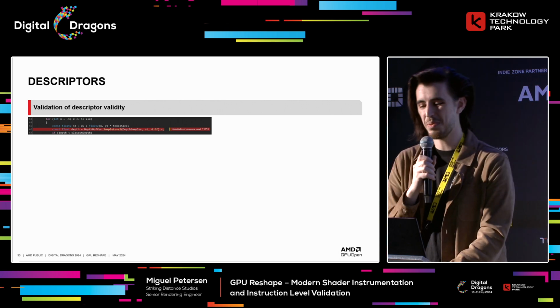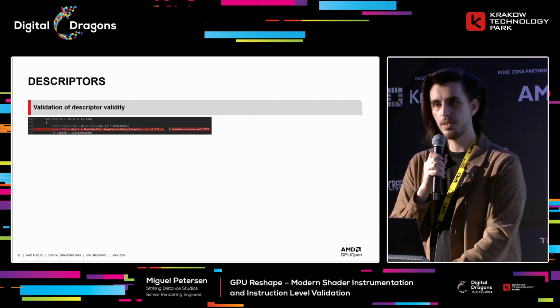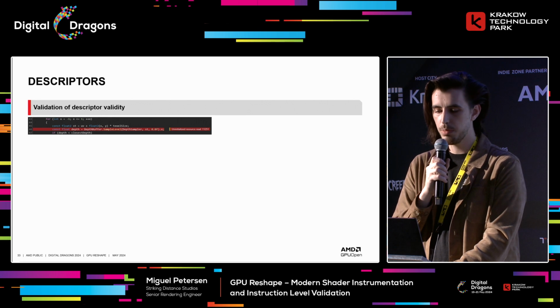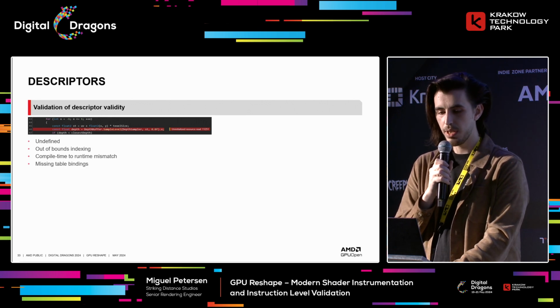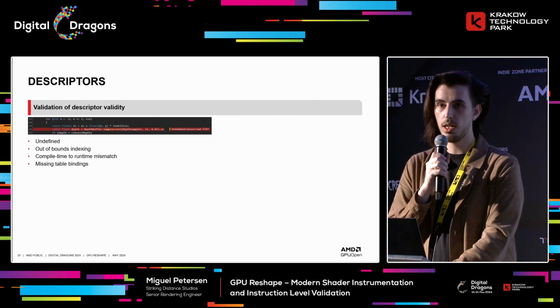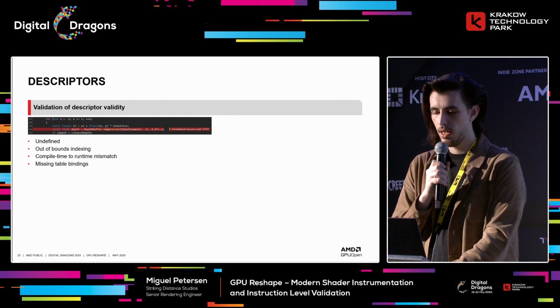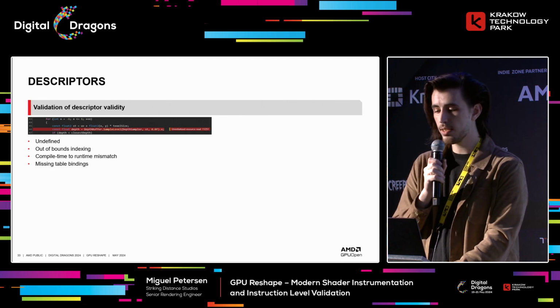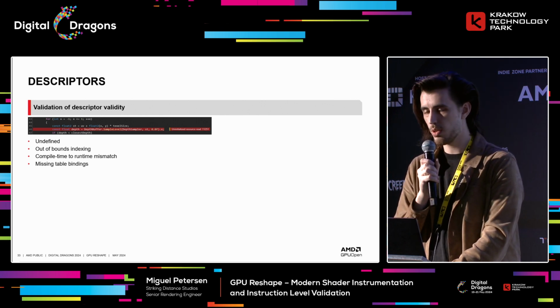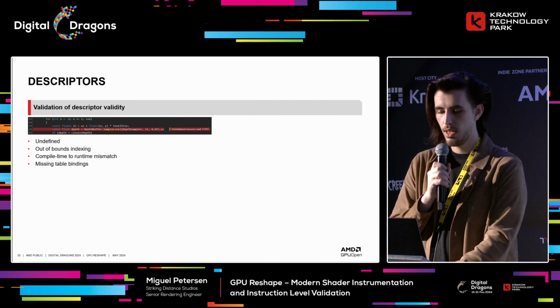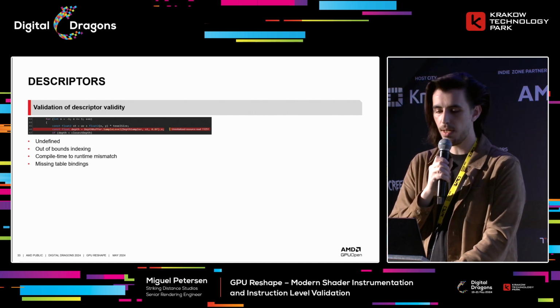Invalid descriptors, not so much. It's a rather easy way to crash the GPU. They've gotten better, but still, you know. They may be undefined. They may be subject to out-of-bounds indexing, such as bindless. You may have a mismatch between the compile time type and the runtime type. You create a descriptor in one thing, the shader expects another. Or you may be missing the table binding entirely.